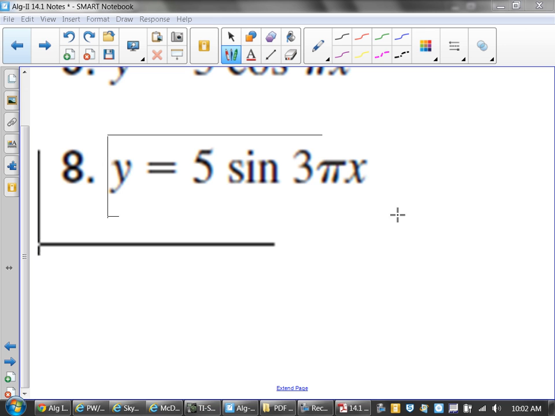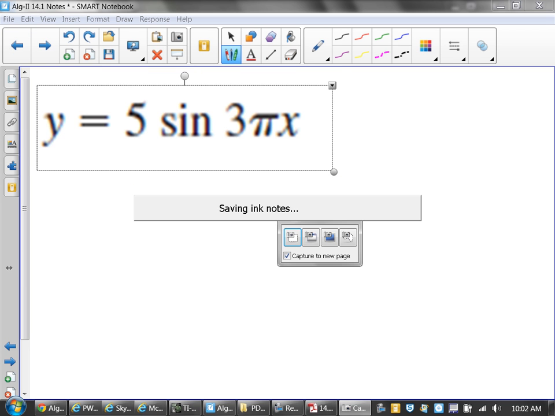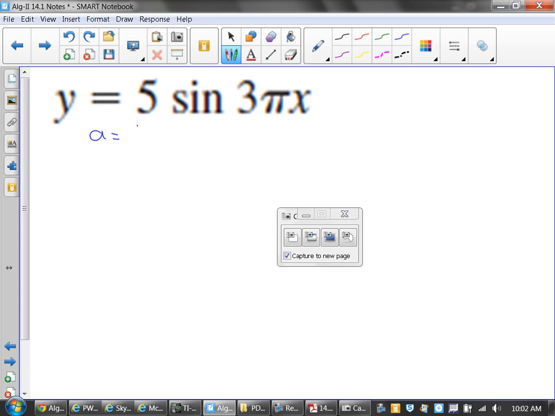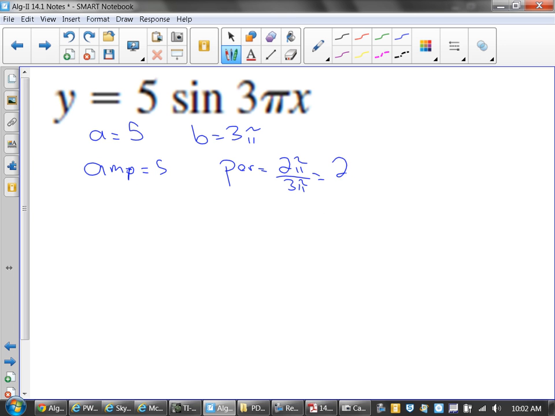The other one is the funky one, you gotta watch your fractions here. Y equals 5 sine of 3 pi of x. My amplitude, my A value, is 5. My B value is 3 pi. So when I go through all of that, my amplitude is 5. The B value, your period, is 2 pi divided by 3 pi. You get 2/3. And this is where a lot of people are going to run into problems when they're working with their fractions.